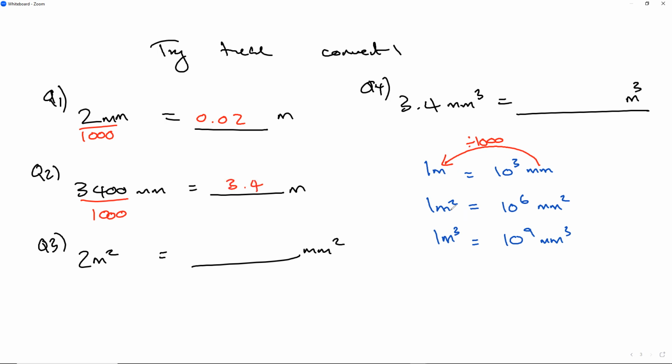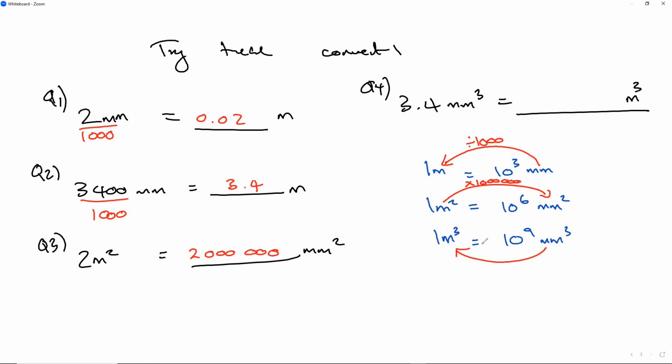Then from meters squared to millimeters squared, going backwards, I have to multiply it by 10 to the power of 6, which is actually a million. When I multiply this by a million, I get 2 million millimeters squared. And then 3.4 millimeters cubed.